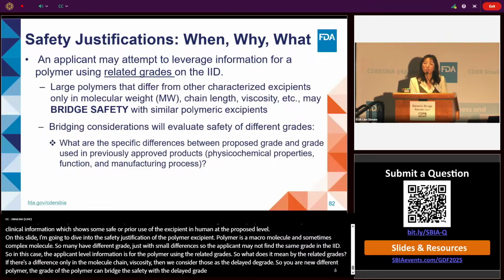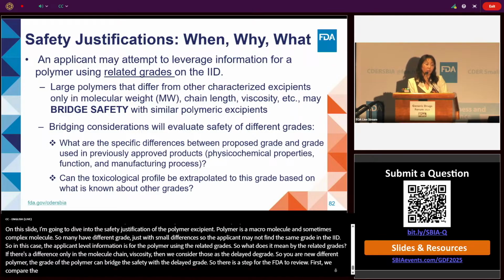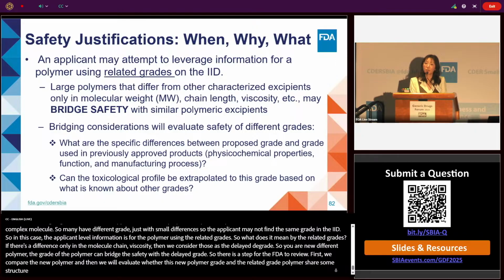There is a two-step process for the FDA review. In the first step, we compare the physicochemical properties of the new grade of polymer. Then we evaluate whether the new polymer grade and the related grade polymer share a similar structure and toxicological profile, so that we can extrapolate the safety of the new grade from the related grade polymer.